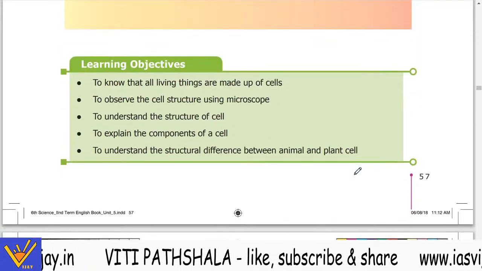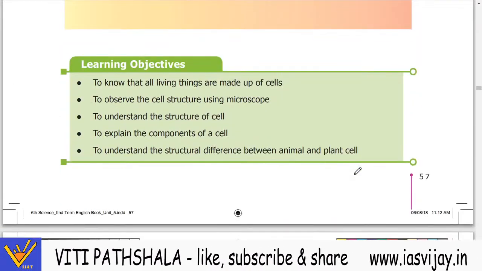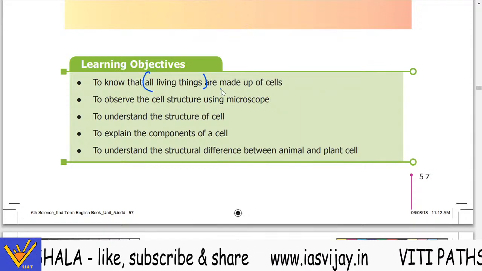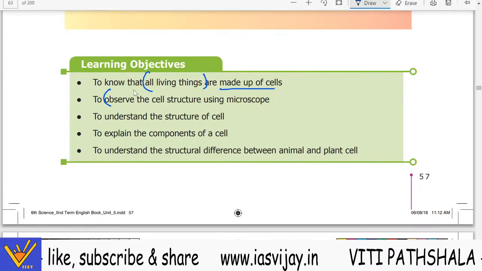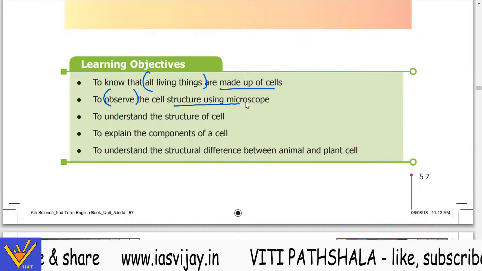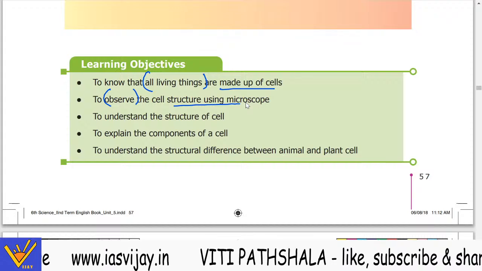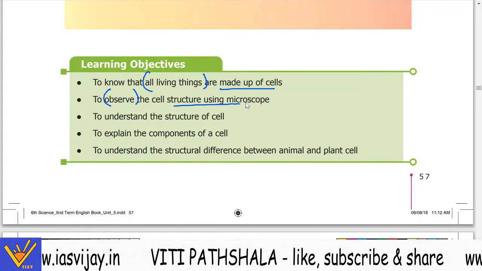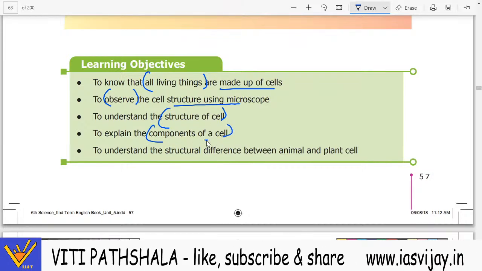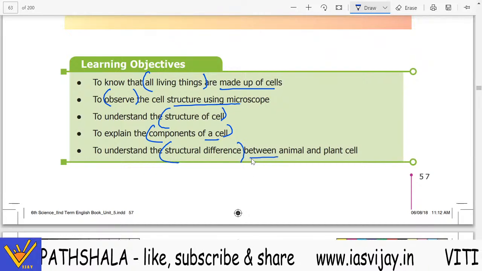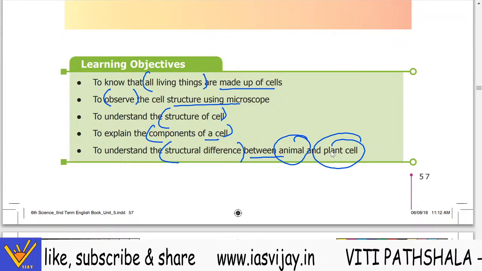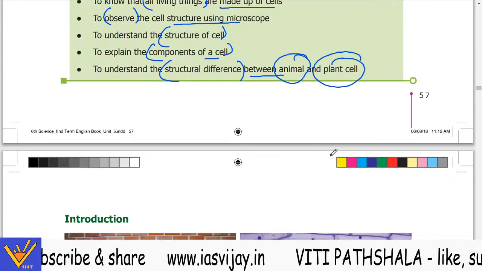Now let's start the chapter. So here, after reading this chapter, you would be able to know that all living things are made up of the cell. Now to observe the cell structure using the microscope, you have done this experiment in your school days in the laboratory of your school. And to understand the structure of the cell, to explain the components of the cell, to understand the structural difference between animal and plant cell. So after reading this chapter you will be able to tell and explain all these things.